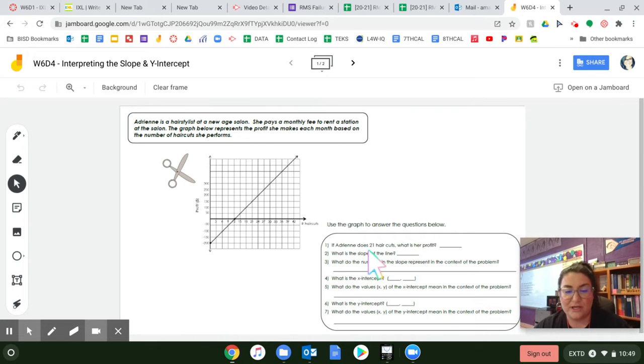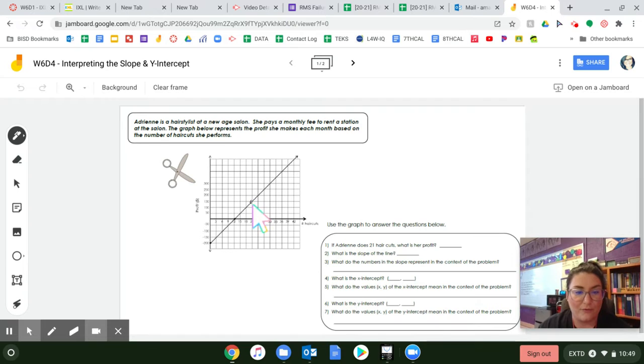So for number one, if Adrienne does 21 haircuts, what is her profit? A lot of times people are just going to come to this 21 and make some sort of guess on what the profit is. What I really want you to see is that you want to find the line. The line is what shows the data. When that line is matched up with 21, what is the X or the Y value that goes with that 21 haircuts? The data that goes with that is $150.